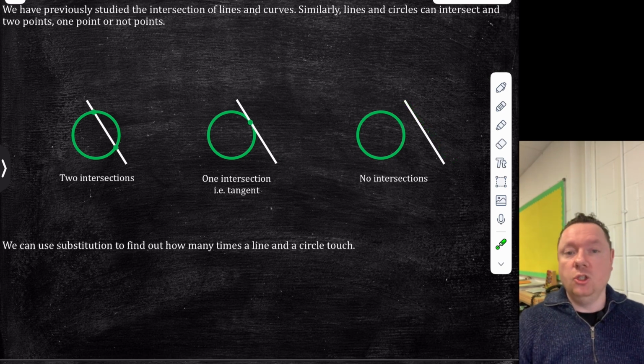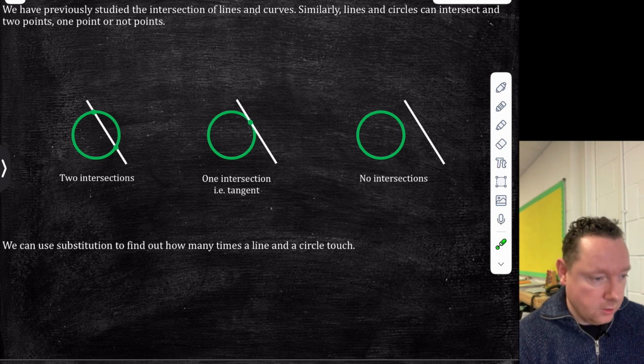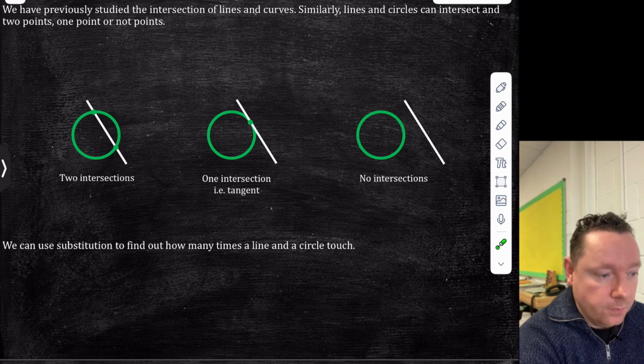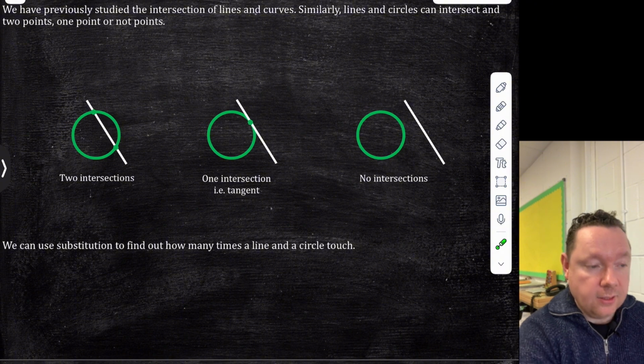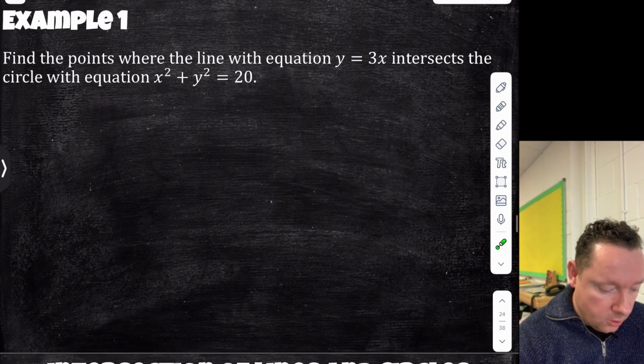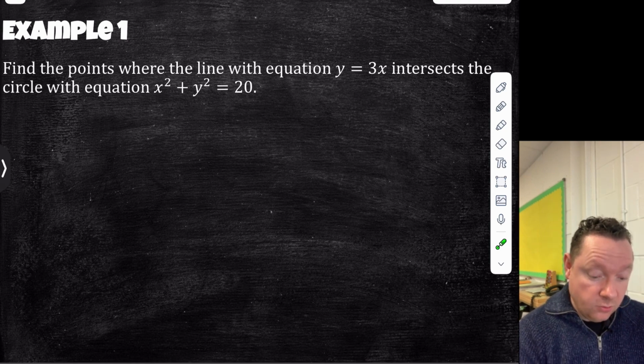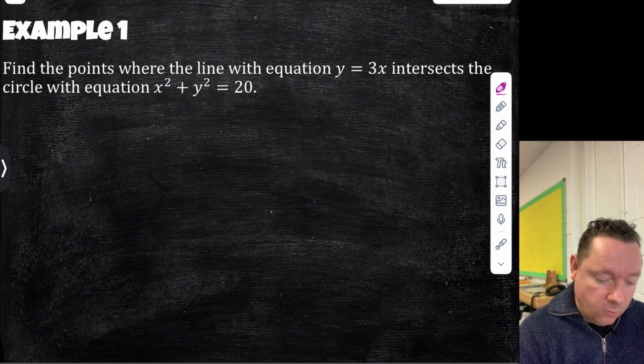And we can just use substitution, by substituting the line into the circle, to work out how many times it touches. Because when you substitute, you'll get an equation, and you can then see how many solutions that equation has. So here's an example. Find the points where the line with equation y equals 3x intersects with the circle x squared plus y squared equals 20. So y equals 3x.